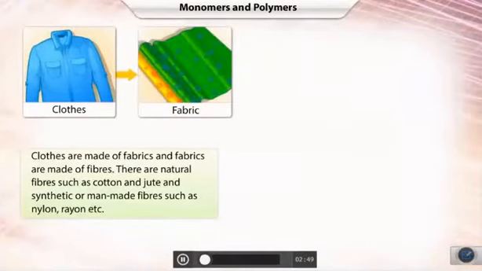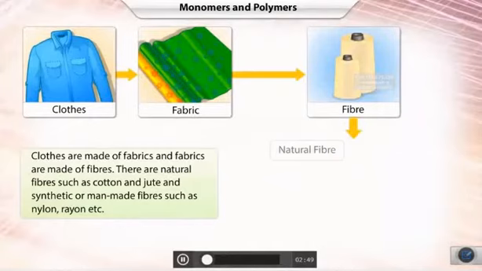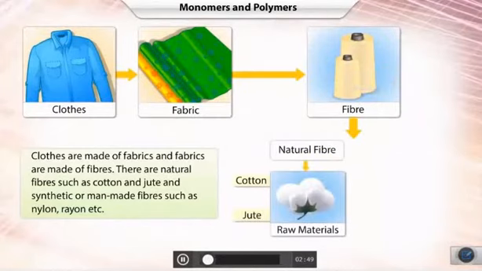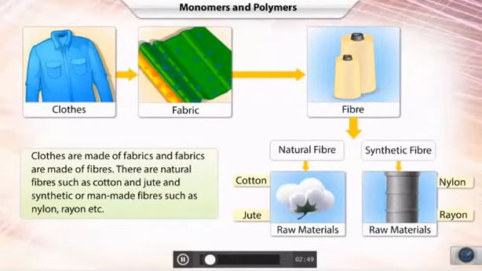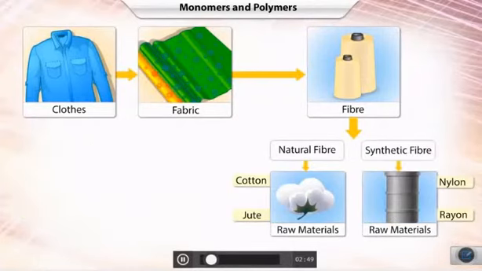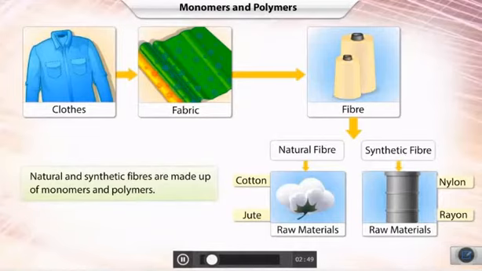Clothes are made of fabrics, and fabrics are made of fibers. There are natural fibers such as cotton and jute, and synthetic or man-made fibers such as nylon and rayon. Natural and synthetic fibers are made up of monomers and polymers.